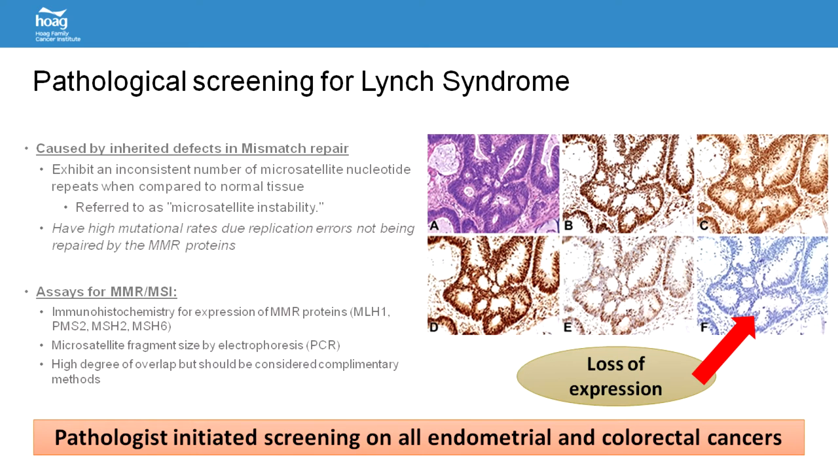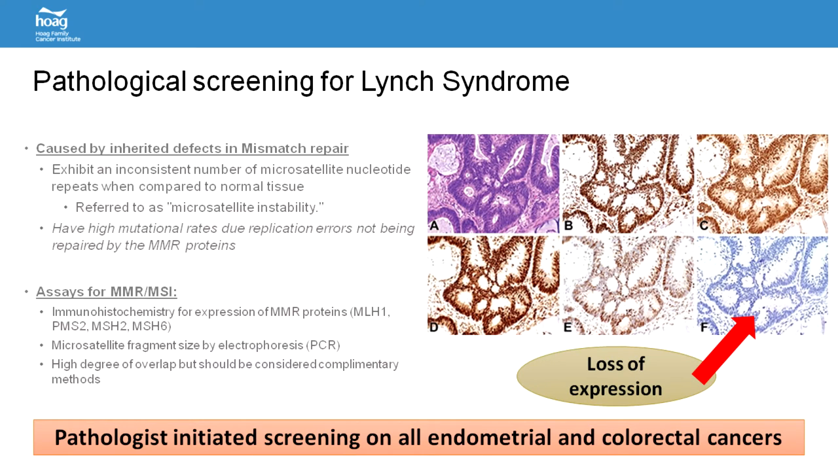Basically, the cause of Lynch syndrome is that inherited defect in the mismatch repair pathway. We talked a little bit about it last time, where the term microsatellite instability comes from the actual nucleotide sequences. They're what they call microsatellites, and those are just repetitive DNA sequences. When you have mismatch repair deficiency, they can expand or contract in that tumor. And so when you have instability of those microsatellite sequences, you get microsatellite instability.